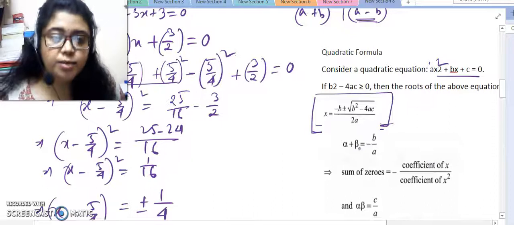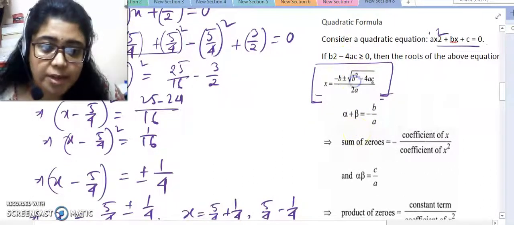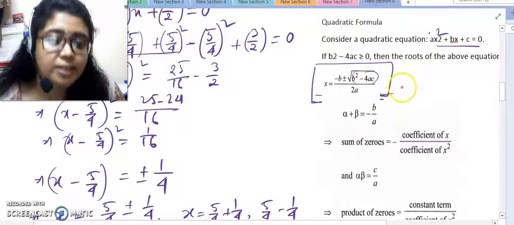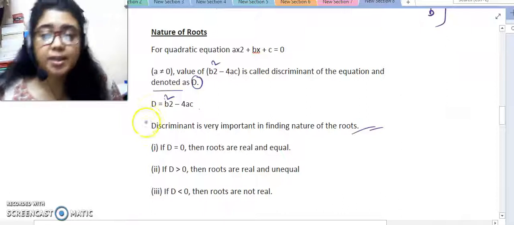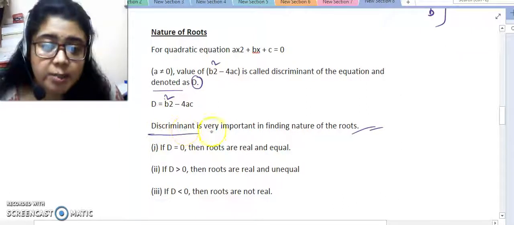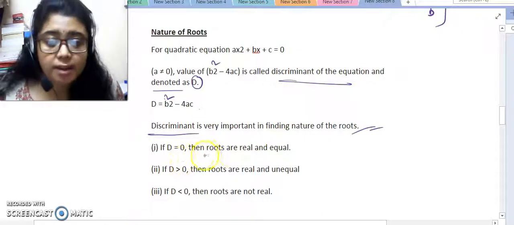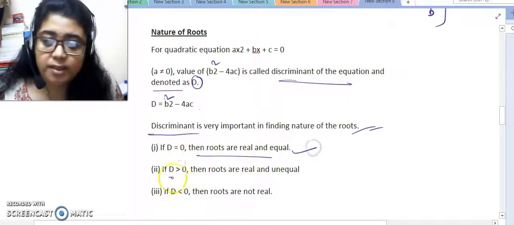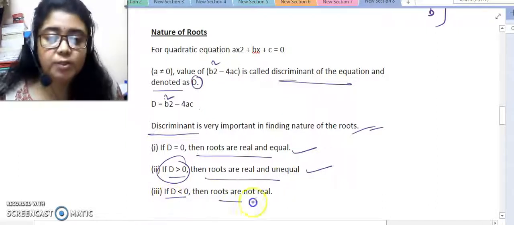Okay. So now the nature of the roots: this b square minus 4ac is also called D. By nature of roots, how can we assume, this D is called the discriminant, which is very important. Discriminant of the equation. When D is equal to 0, then roots are real and equal. When D is greater than 0, then roots are real and unequal. When D is less than 0, roots are not real.